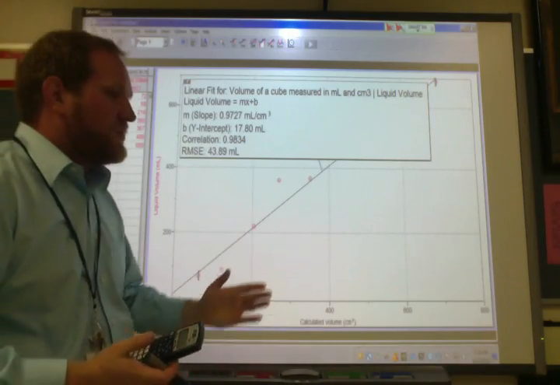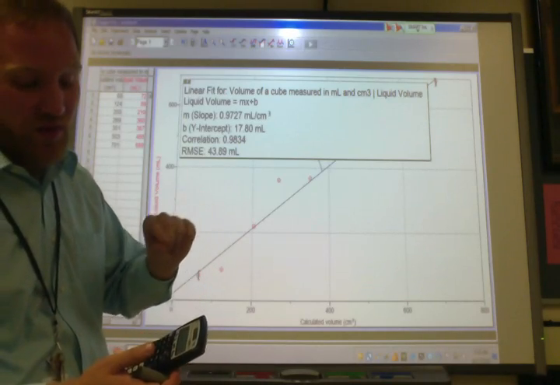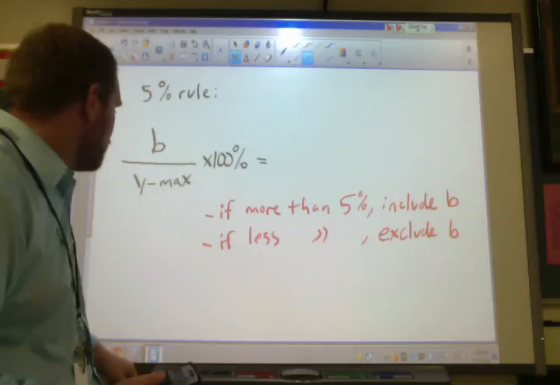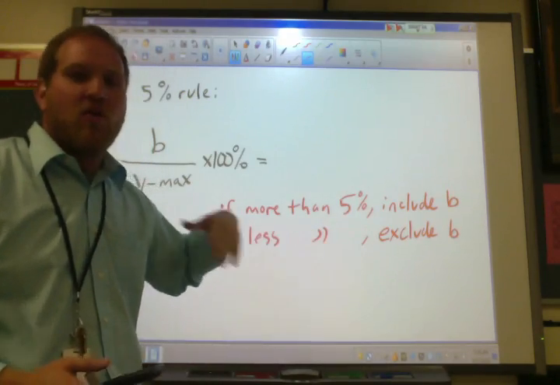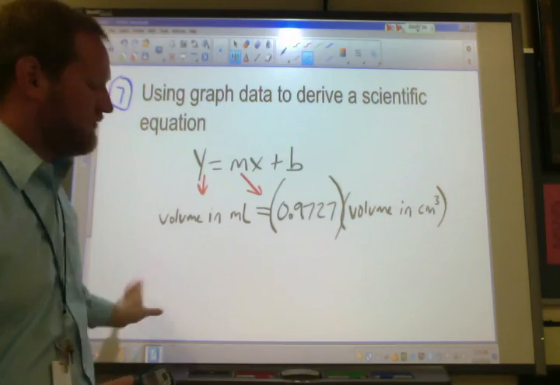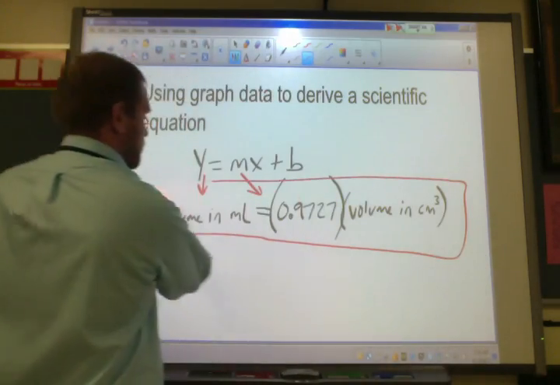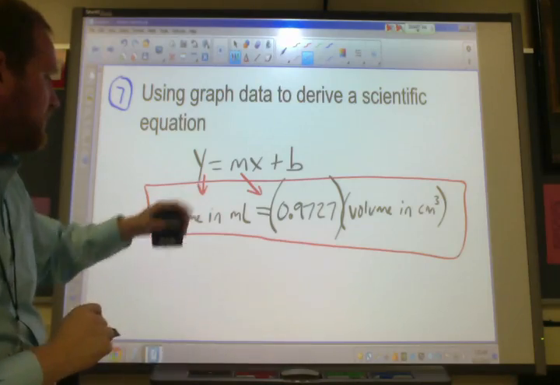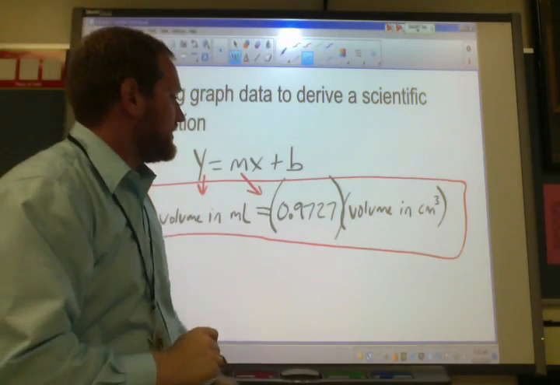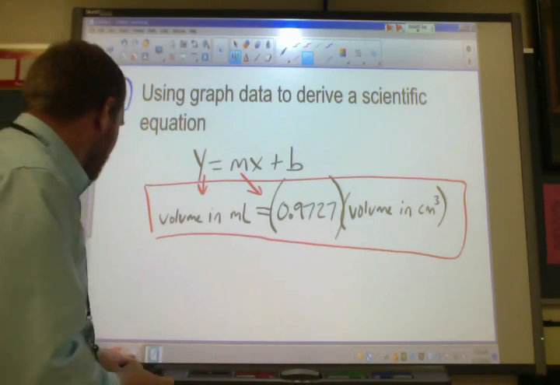What this means is we were really close to going right through the middle. We were only off by like 2.58%. And because 2.58 is less than 5, we can exclude this. So my equation of this line for that data that I showed you: volume in milliliters equals 0.9727 times volume in centimeters cubed. That's your answer. I ran a second set of data.